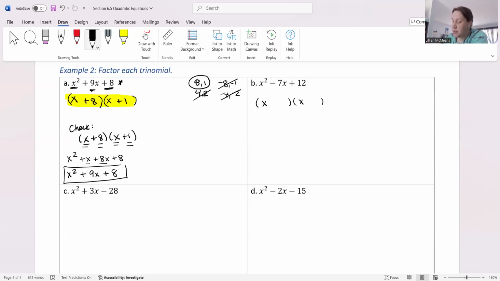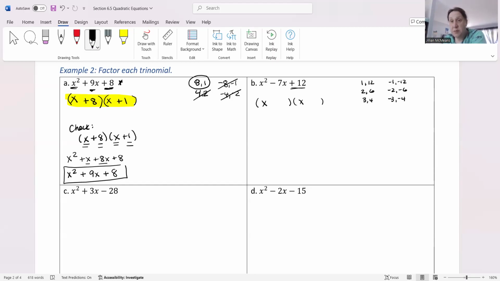Okay, so notice the constant 12 is positive. So when we look for factors of 12, they have to have the same sign. They're either both going to be positive or they're both going to be negative. So we could have 1 and 12, negative 1, negative 12. We could have 2 and 6, negative 2, negative 6. We could have 3 and 4, or negative 3, negative 4.